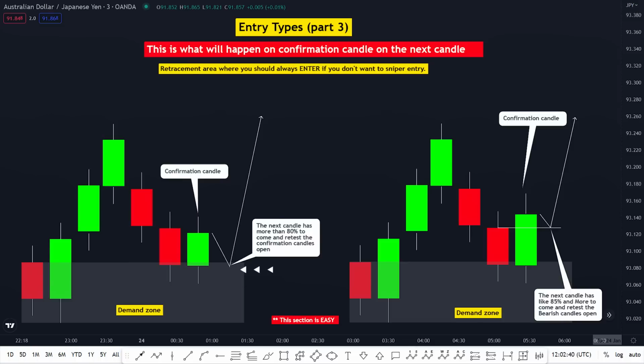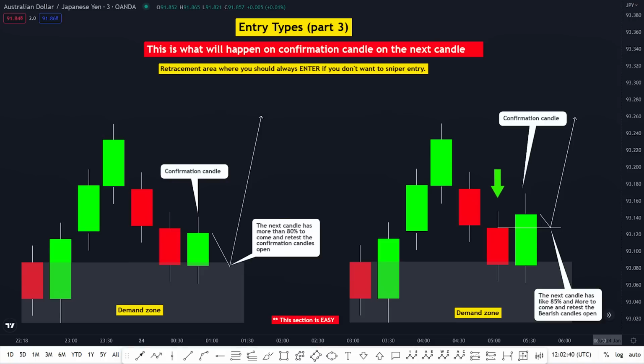On the second example we can see that price closed, or we can say price confirmed, with a candlestick that is an engulfing candle. So on the next candlestick you will see that price action is likely to come and retrace back to the previous candle's open, which is the bearish candle, this one over here.